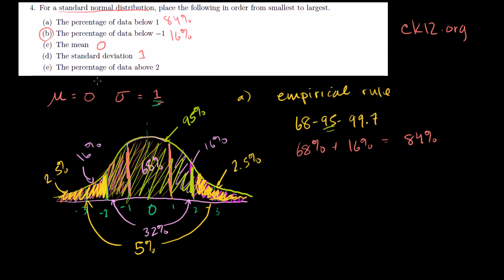So they're asking us the percentage of data above 2. That's this tail, just this tail right here. The percentage of data more than 2 standard deviations above the mean. So that's 2.5%.